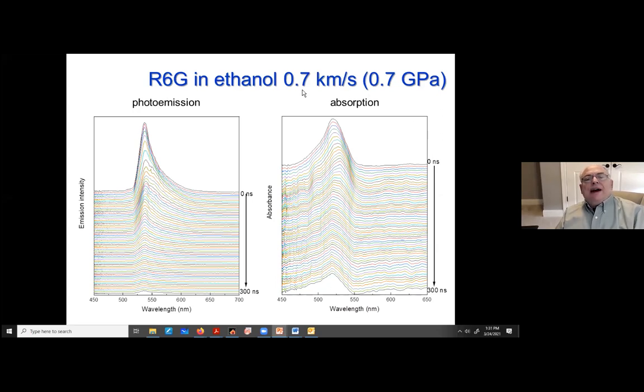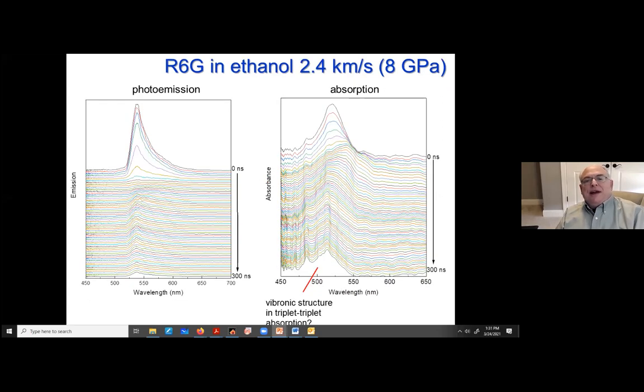Okay, now if you crank up the speed, all right, from 0.7 kilometers per second to 4 times that speed, then you get some big effects. Over here in the photo emission, you see this pretty good size redshift, and the photo emission just goes away. And then after about 50 nanoseconds, it comes back, but a lot of it's permanently lost.